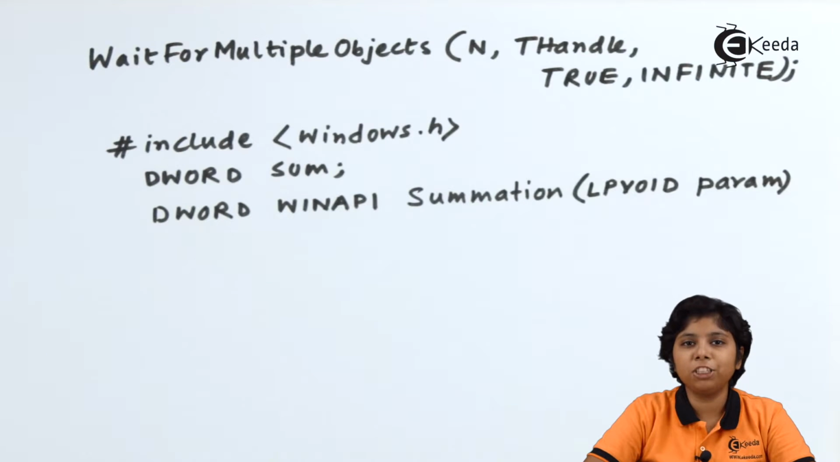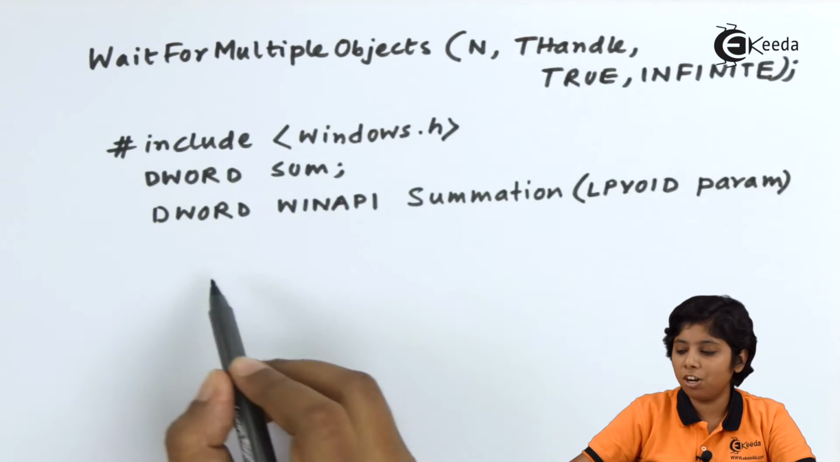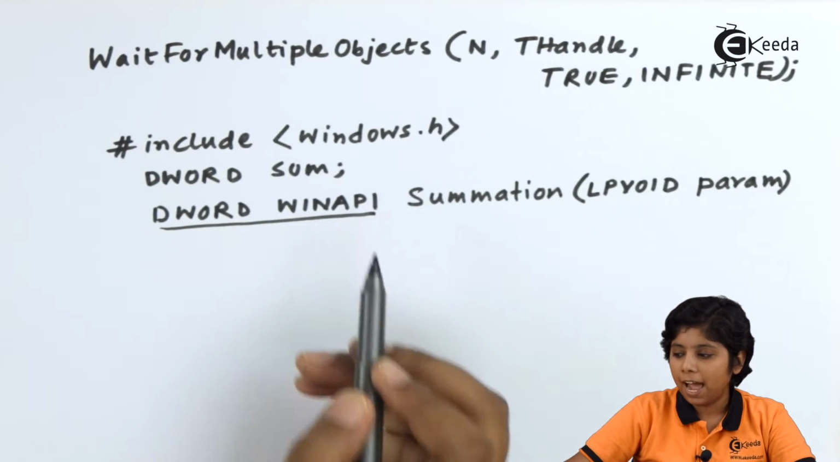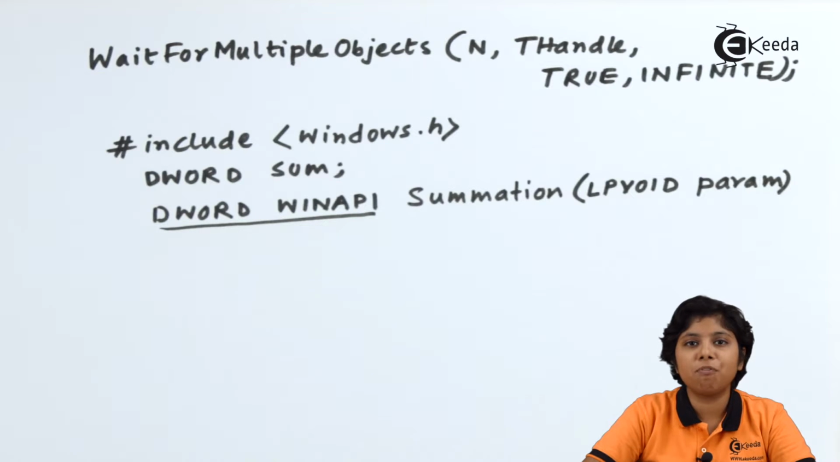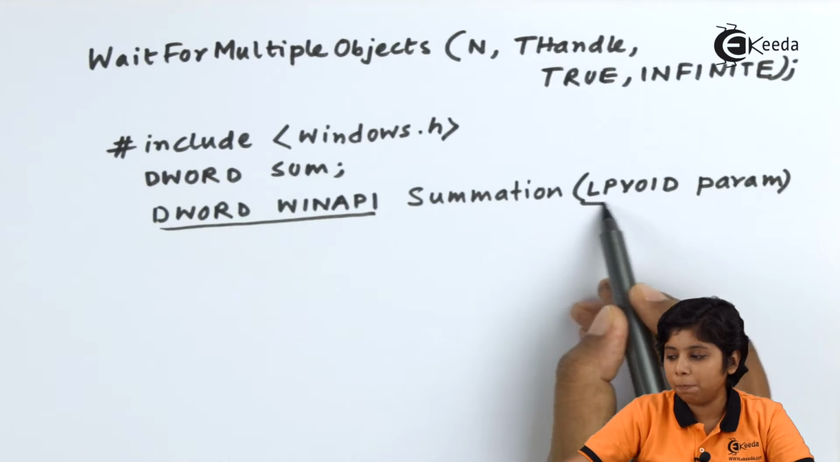The name of the function where the child thread will begin its execution is Summation. The return type is a DWORD of the Win API, and a pointer to void is passed as the parameter of this function. In Windows, that void pointer is known as LPVOID.